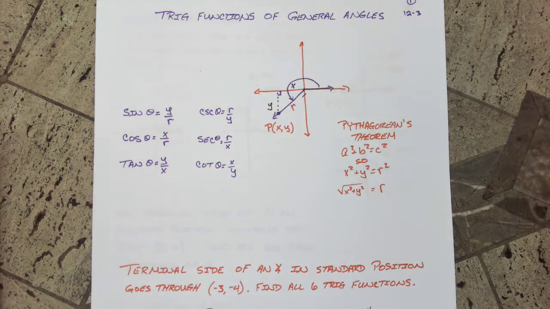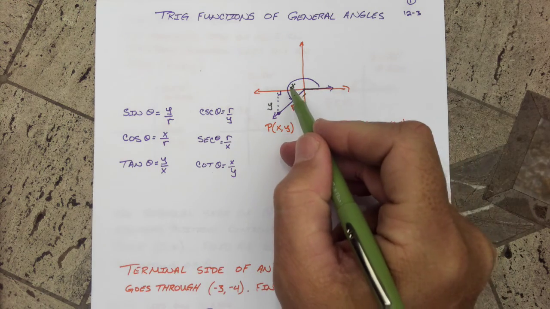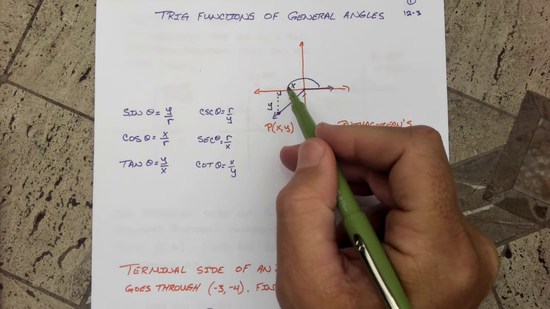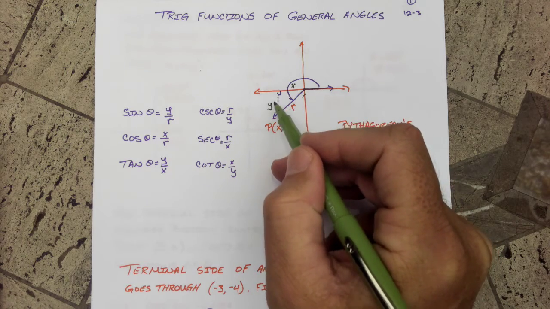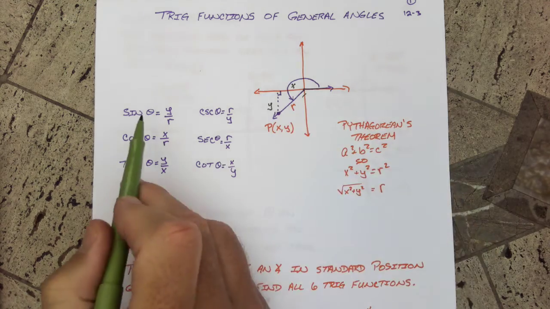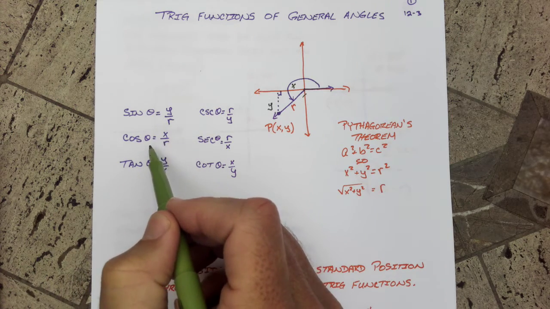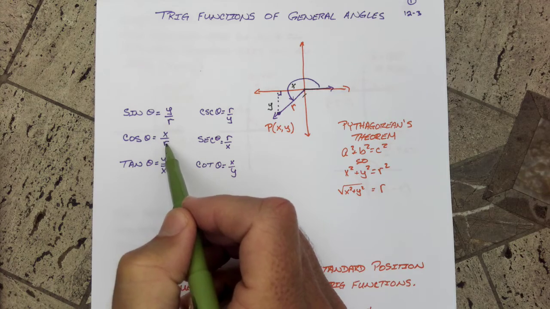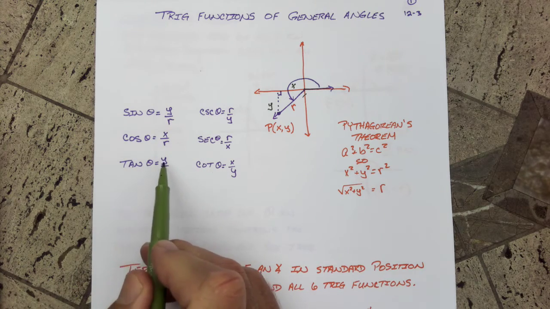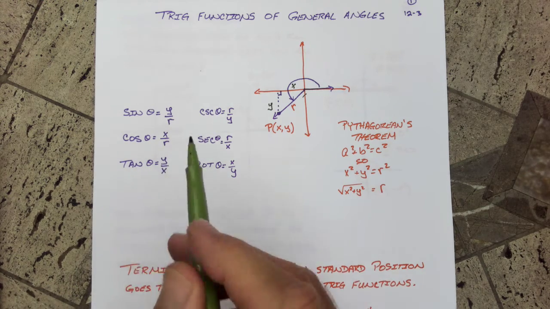Being our reference angle, or theta prime, if that's what we're looking for, then we have the adjacent, which will always be x, and the opposite, which will always be y. So sine of our angle is y over r. Cosine is x over r, adjacent over hypotenuse. And then tangent of theta is opposite over adjacent.